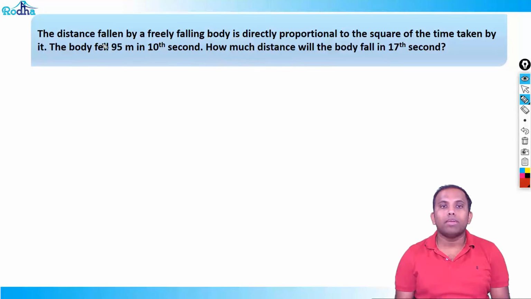See, the distance fallen by a freely falling body is directly proportional to the square of the time taken by it. The body fell 95 meters in the 10th second. How much distance will the body fall in the 17th second? Right, this is the question.